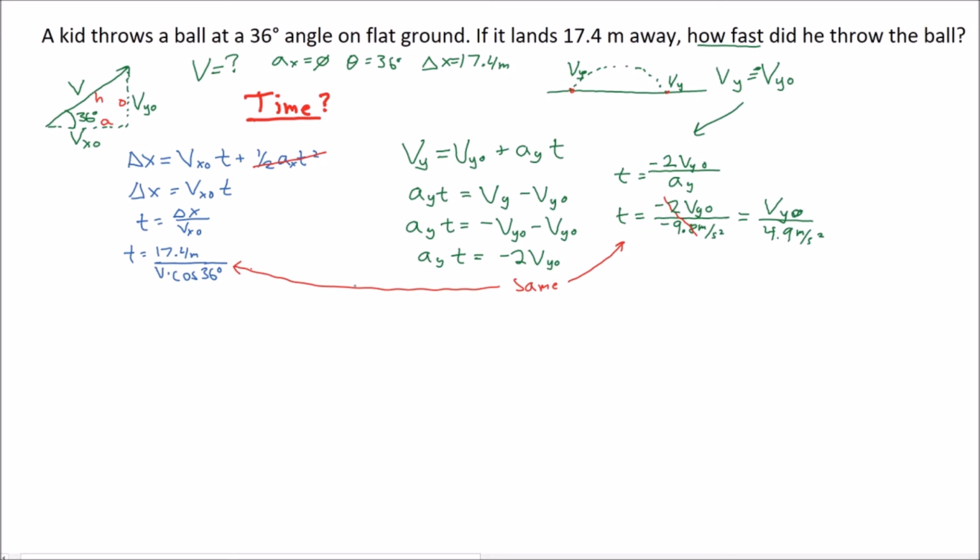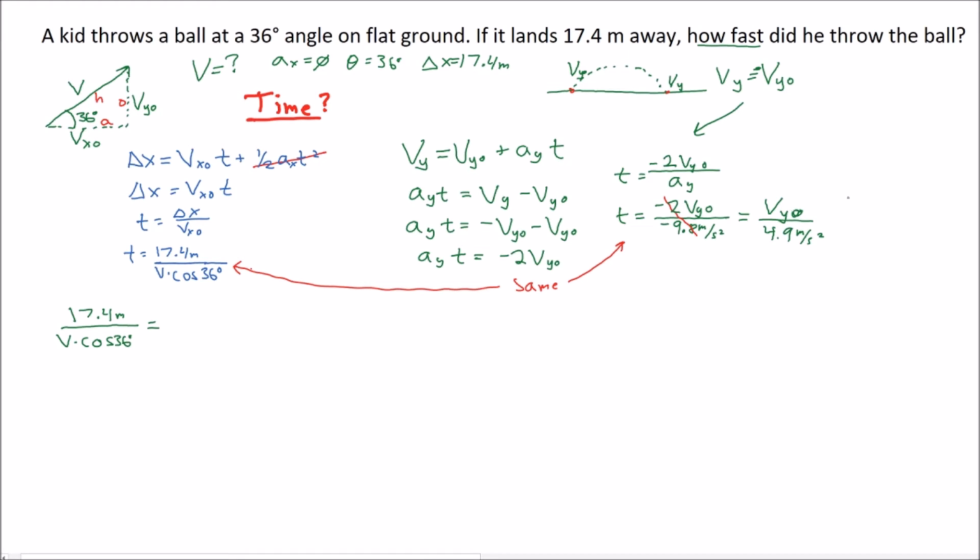Time going across or horizontally is going to be equal to the time going vertically. Perfect. Well, maybe. Let's see what we get. So we're going to set those equal to each other. So let's use green. I'm going to do 17.4 meters divided by V times cosine of 36. Probably solve that out. And now it's going to be equal to the other one.